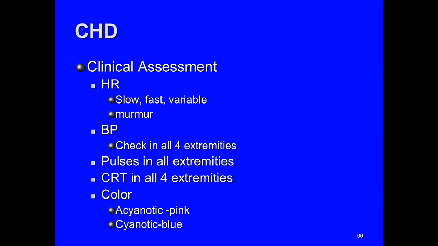For clinical assessment, we see the heart rate and observe it; the heart can become slow or fast, so it is variable, and there are other features we can see. There is also an abnormal heart sound, a murmur, which can come from regurgitation or stenosis. Blood pressure is very important.